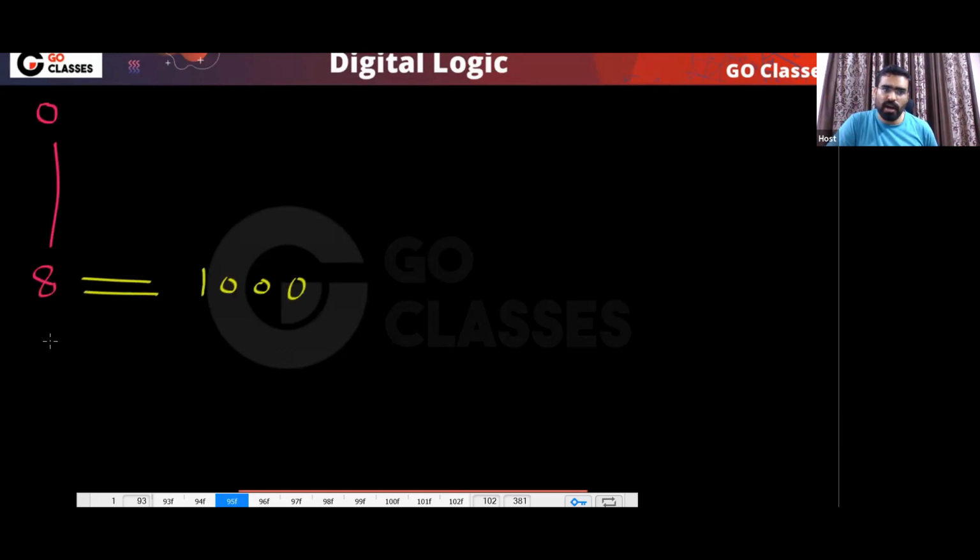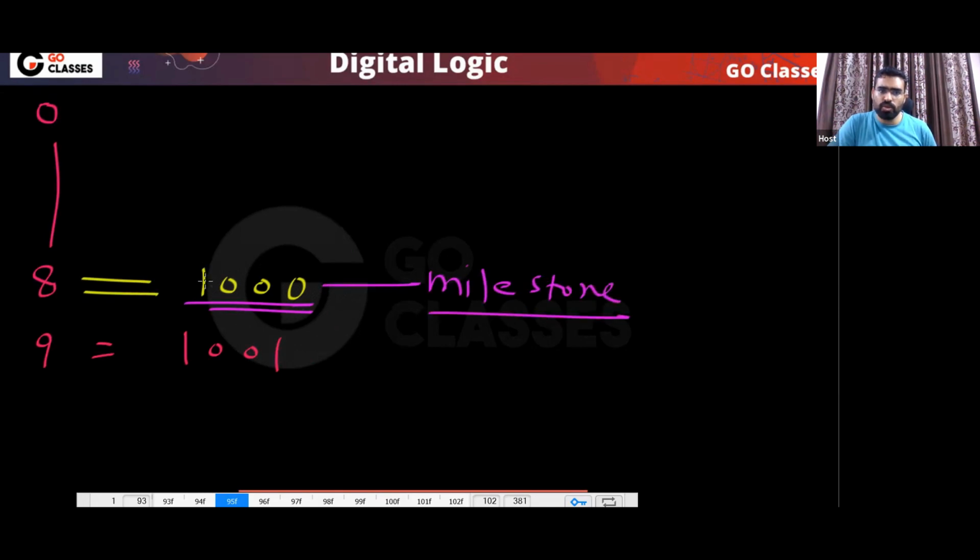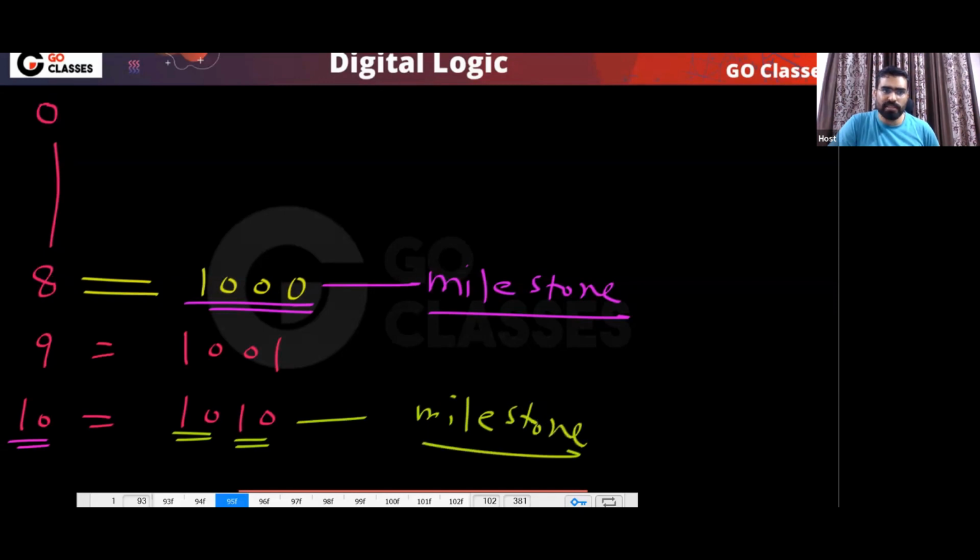Then how to calculate 9? I will just put only 1, only 1 is needed. So this is my milestone. Now from this I can calculate 9. Similarly, this is another milestone, that is 1010, because this is very cute. 10 is 1010. This is another milestone you can create.